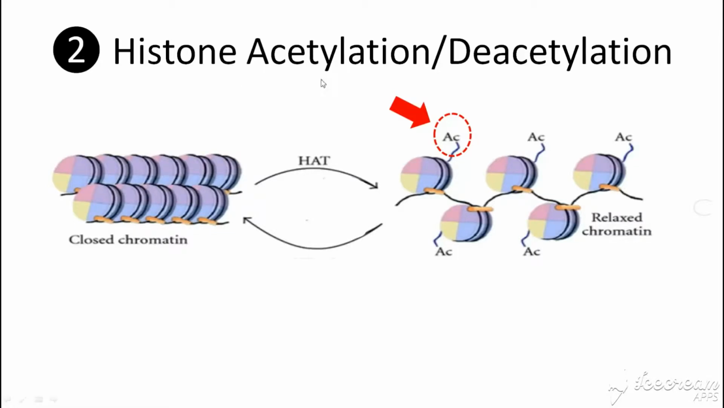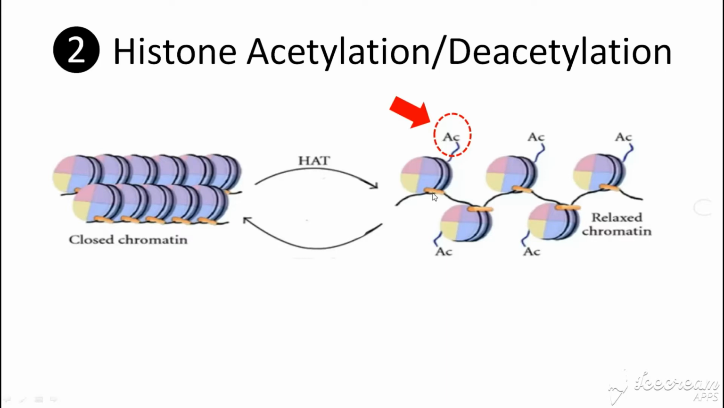Okay, so let's start with histone acetylation. Right here we have something called closed chromatin. This is basically chromatin that is condensed together. So RNA polymerase can't really come along and read the DNA here because it's so closely condensed. What happens here is that an enzyme called HAT comes along and adds acetyl groups onto the lysine amino acids of the histone proteins. This leads the chromatin to become more relaxed, so RNA polymerase can actually come along and start transcribing the genetic information.